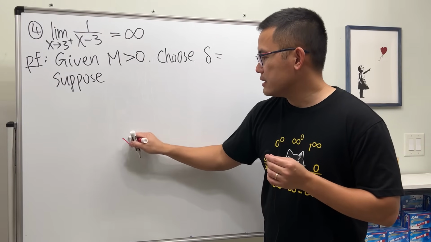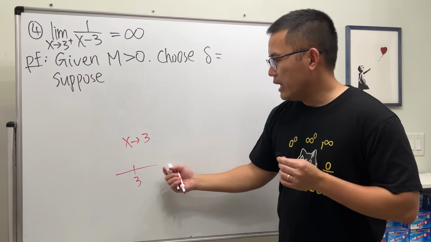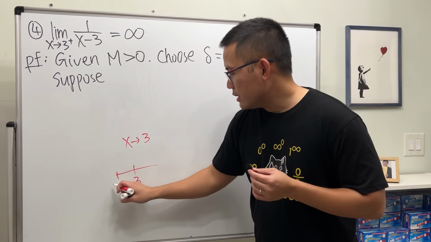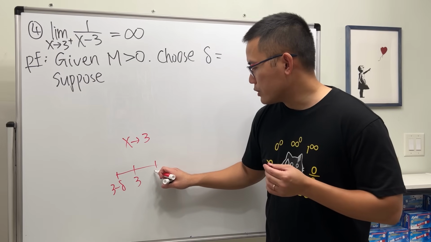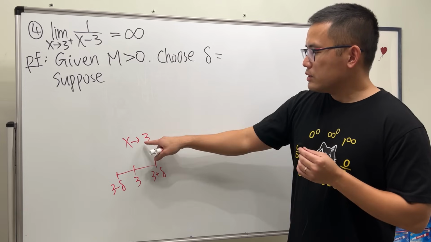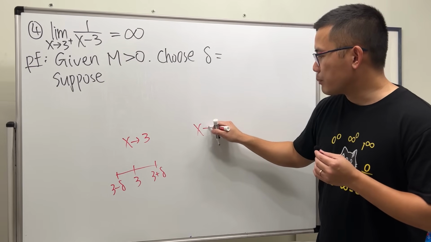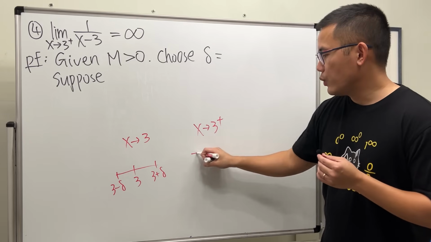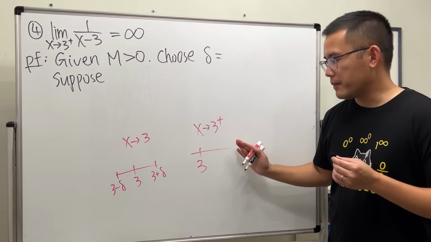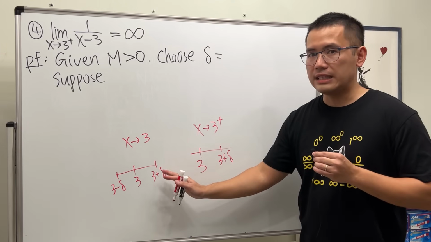If we have x is approaching 3, this means we're looking at 3 in the middle, and we can go from the left or go from the right, delta distance away. So we can get 3 minus delta here, or 3 plus delta here, and x is somewhere in the middle. But that's when we have just a 3. Here we have a plus. If we have x is approaching 3 plus, this means we're just going towards 3 from the right hand side. So here's 3 coming from the right hand side. We just care about to have 3 plus delta, not the other side.